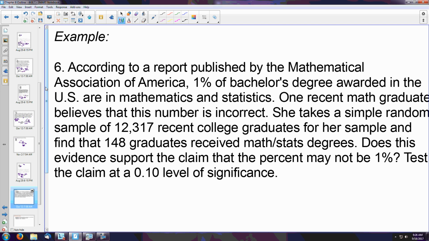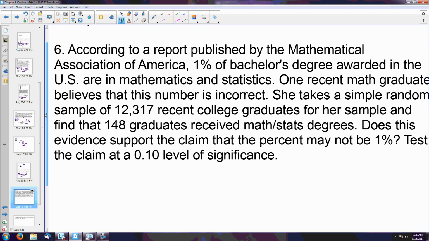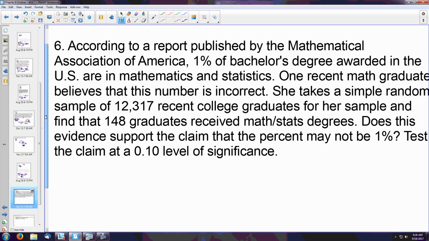According to a report published by the MAA, 1% of bachelor's degrees awarded in the U.S. are in math and statistics. One recent math graduate believes that this number is incorrect. She takes a simple random sample of 12,317 recent graduates for her sample and finds that 148 received math or stats degrees. Does this evidence support the claim that the percent may not be 1%? Test this at a 0.10 level of significance.